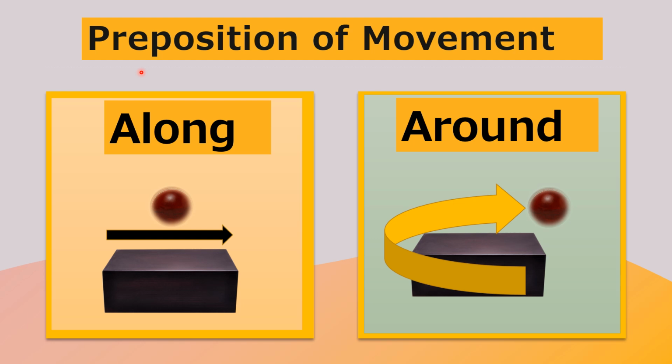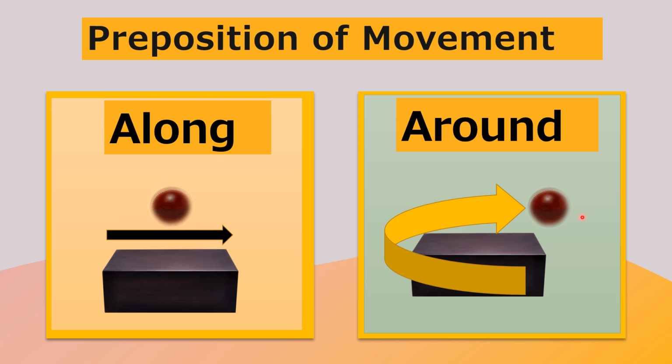Next we are going to talk about more prepositions of movement: along and around. Along. We have a box here and we have a ball here. If the ball is passing along the side of the box, side by side to it, we'll call it along. As we can see, she is passing along the river. That means she is moving side by side to the river.